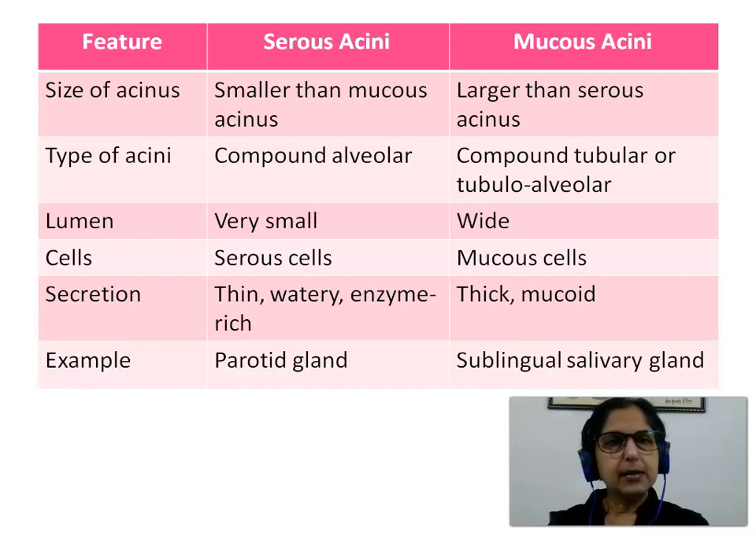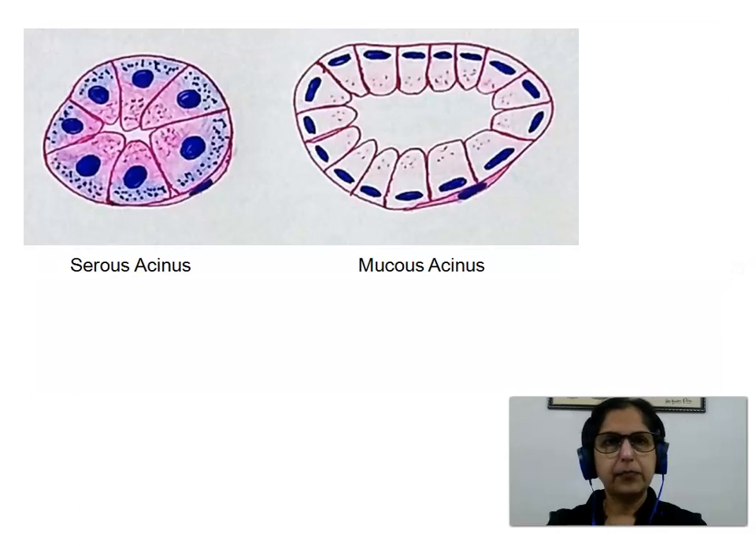Cells. Serous cells are seen in serous acini and mucous cells are seen in the mucous acini. Secretions. Serous acini have thin, watery, enzyme-rich secretion. Mucous acini show thick, mucoid secretions. An example where we see serous acini is the parotid gland. Mucous acini are seen in the sublingual salivary gland. This here is a picture to compare the serous acinus with a mucous acinus.